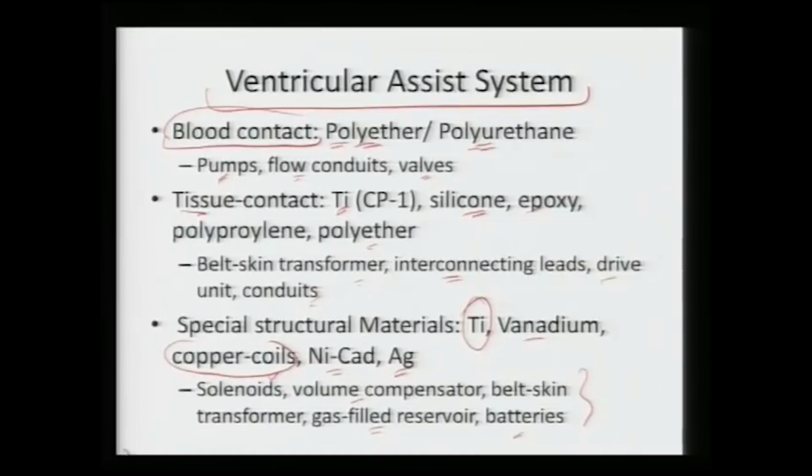So there we need to particularly design a device so that it can take care of itself, and we need to have certain specifications for certain materials which can come out to be polyether, polyurethane, silicone, epoxy or titanium. Again, there are certain structural materials which can also be required for performing the structural or weight bearing part of it or any other functionality which can come from the solenoids, volume compensator, belt skins, gas filled reservoirs, batteries. So we require certain materials which can be copper coils, nickel, cadmium, silver, vanadium, titanium. So we can see the overall functionality of this particular device depends on the overall functionality of a particular material which can be utilized in a certain regime.